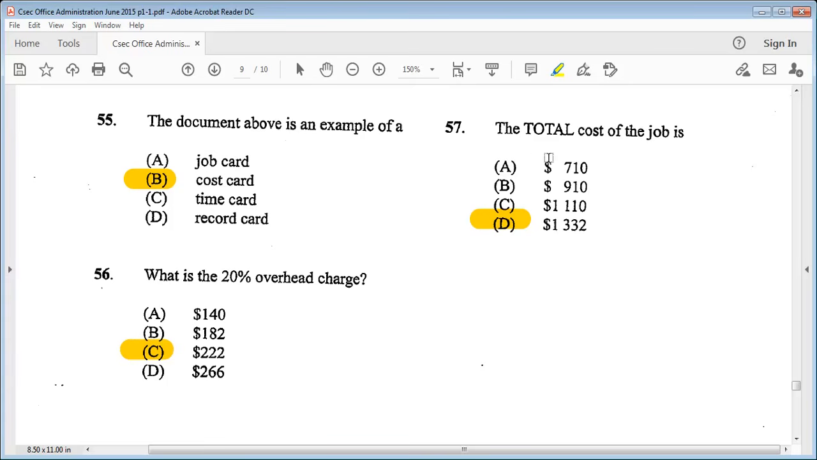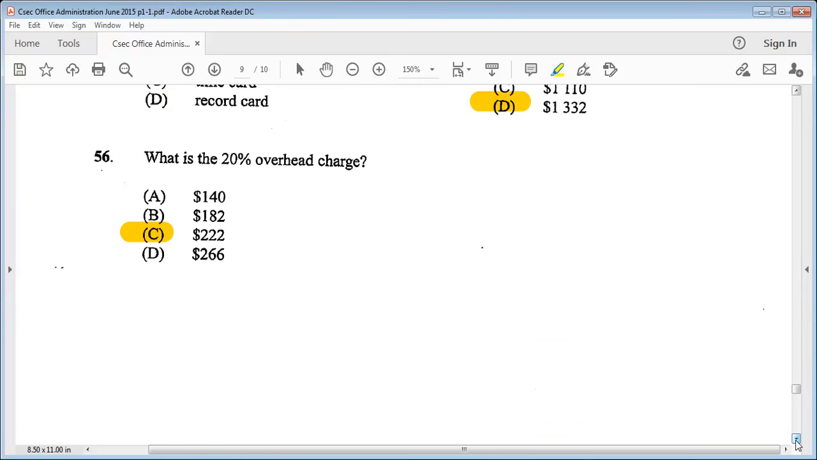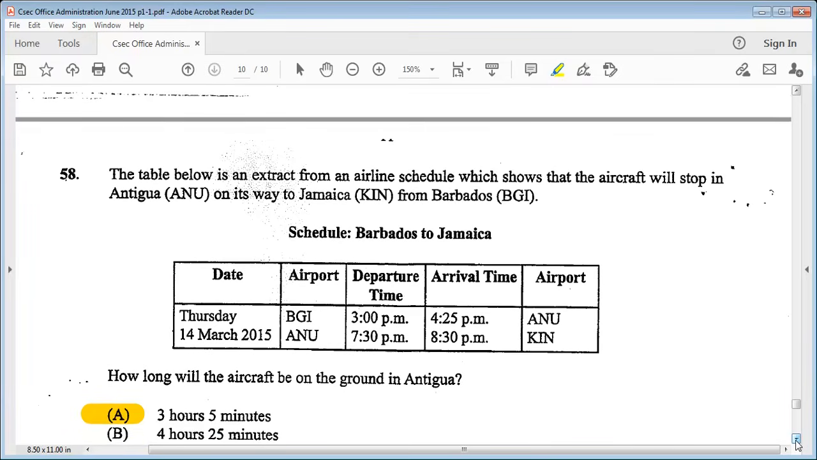Let's go on to question 57. It says the total cost of the job is, so for us to find the total cost of the job, we'd have to find the overhead charge, the 20% overhead charge that we have just worked out, plus the total cost of the job, which was $1,110. So we add 1,110 plus $222, and we get $1,332. So our answer is D. Let's go on to question 58.